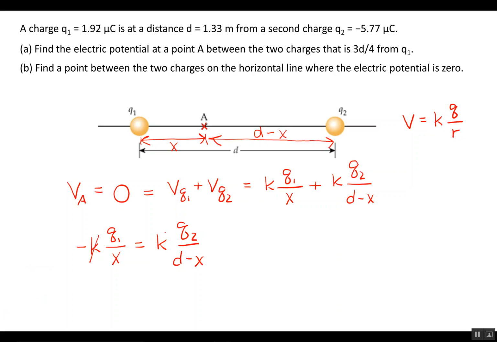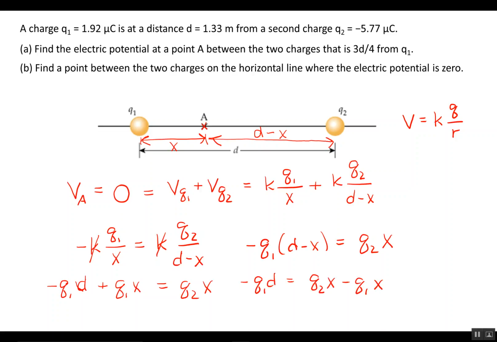Now you notice there's a K on both sides, so that will cancel, and now I can cross multiply numerator by denominator. That gives me minus Q1 times (D minus X) equals Q2 times X. The next step is to distribute on the left-hand side: minus Q1 D plus Q1 X equals Q2 X. Now I'll subtract Q1 X from both sides, giving me minus Q1 D equals Q2 X minus Q1 X.